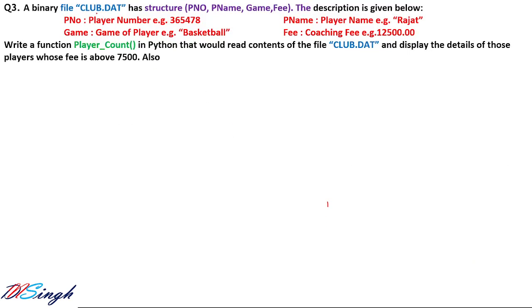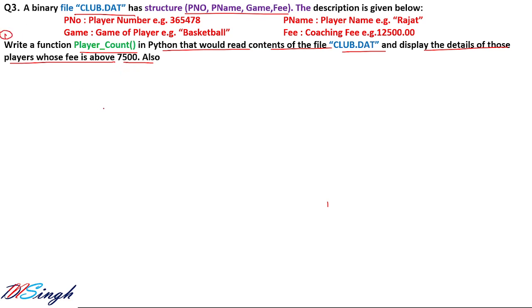Here you have the binary file called club.dat, which has the structure in the form of a tuple: pnumber, pname, game and fee. So p for player number, player name, game and fee. This is the description of this record. Write a function playercount in Python that would read the content of club.dat and display the details of those players whose fee is above 17500. So this is one part of the question.